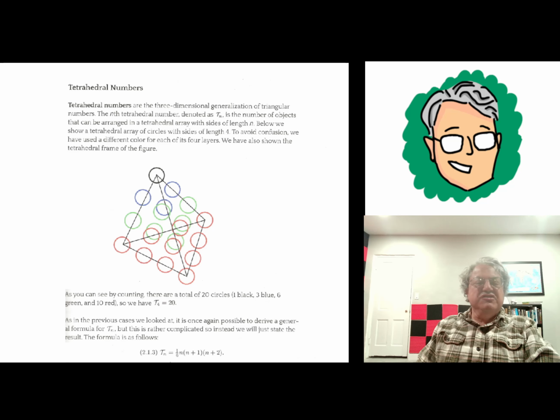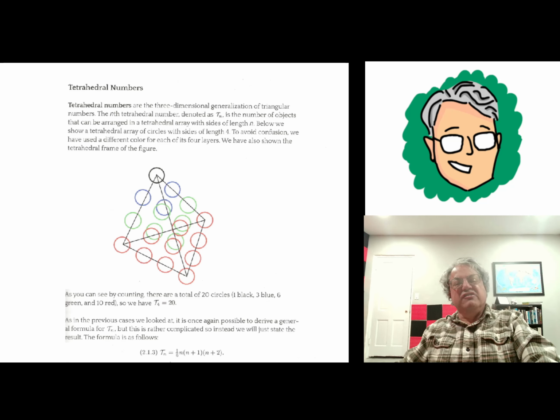So anyway, you do get this formula for script t sub n. And you can plug in a number if you want. For instance, script c sub 10 would be 1/6 times 10 times 11 times 12. And that turns out to be 220, I believe. So if you had a tetrahedron whose side lengths were 10, you would have a total of 220 spheres inside of it. So that's tetrahedral numbers.